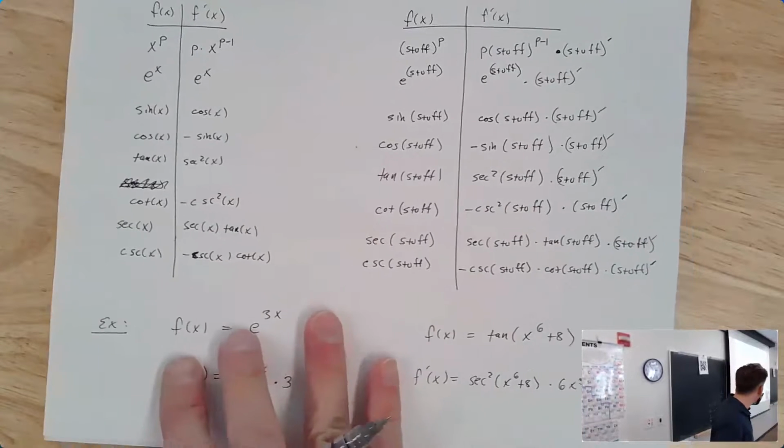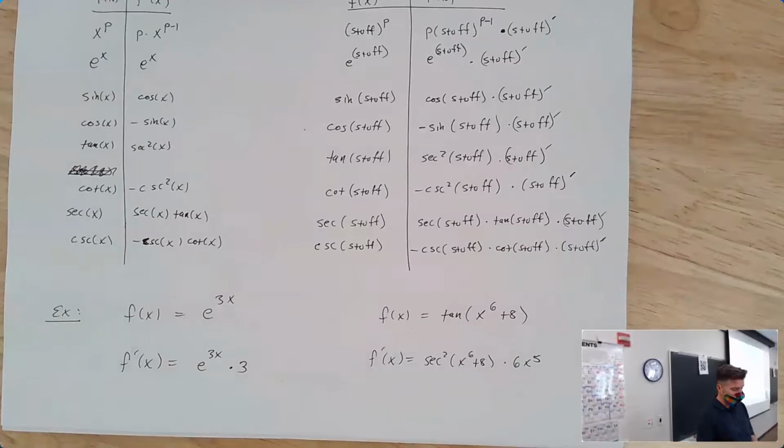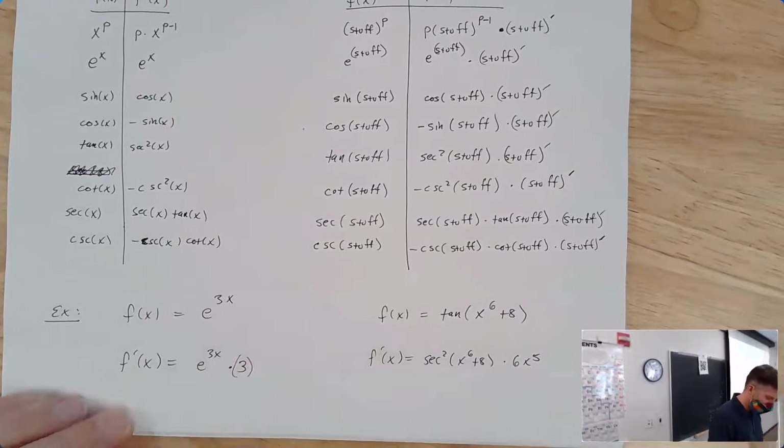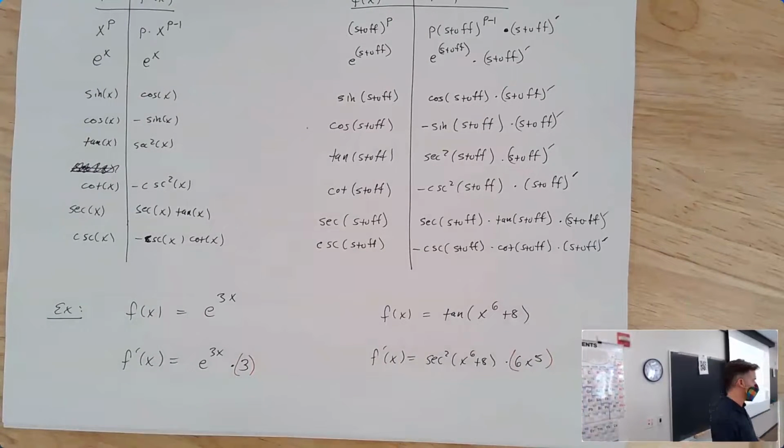Notice for each of these that I didn't write parentheses around the derivative of the stuff because there was only one term. There weren't multiple things added together or subtracted together. So you don't need to have parentheses there. You could, right? There's no crime in adding an extra parentheses here. That's totally fine. It's just unnecessary.